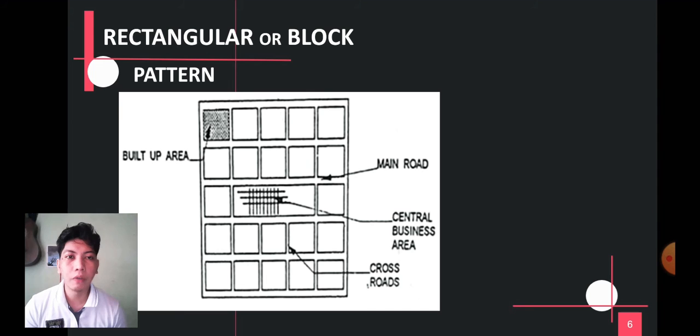As we can see in the diagram, it forms a block or a rectangular form where the center or the focal point of this road pattern is located in the central business area, and the horizontal roads are considered to be main roads, and the vertical lines or roads are known to be the crossroads. And between the blocks, we could see the built-up area.